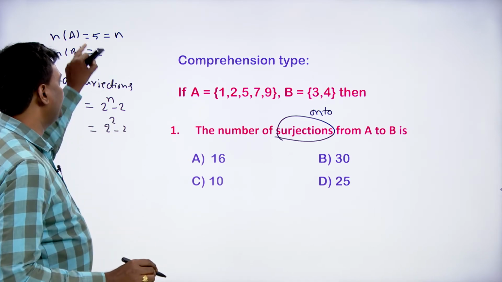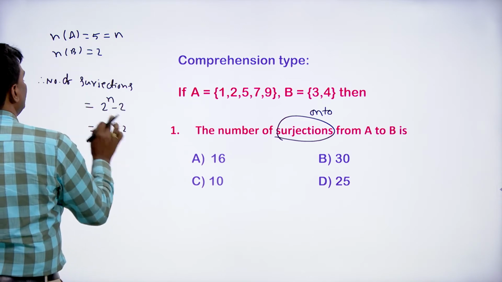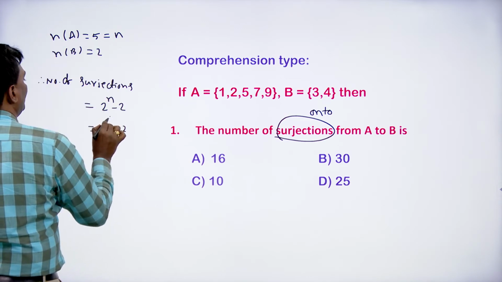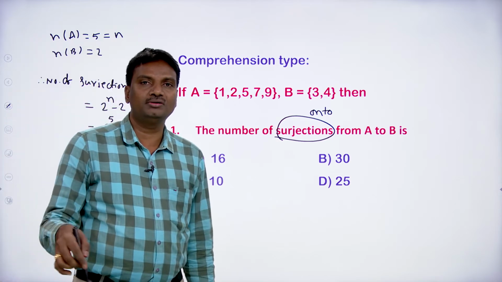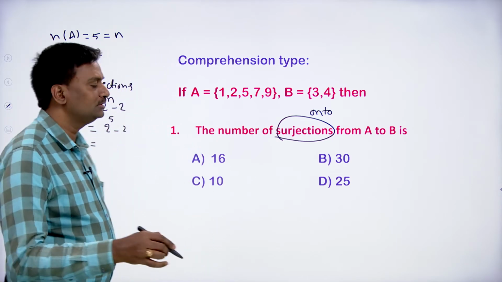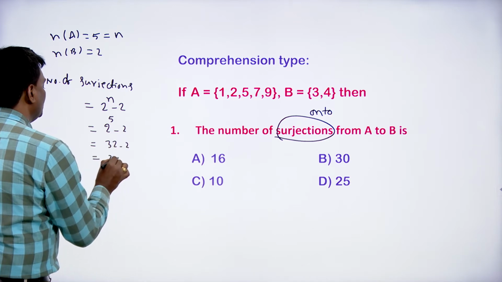So actually, sorry, this is n equal to 5. In place of n, we have 5. So here, by writing 5, 2 power 5 minus 2. 2 power 5 means 2 into 2 into 2 into 2 into 2, 5 times, that is 32. So 32 minus 2 equals 30.